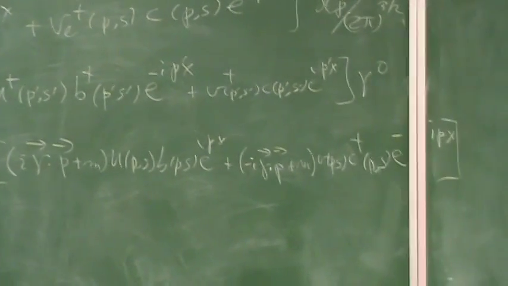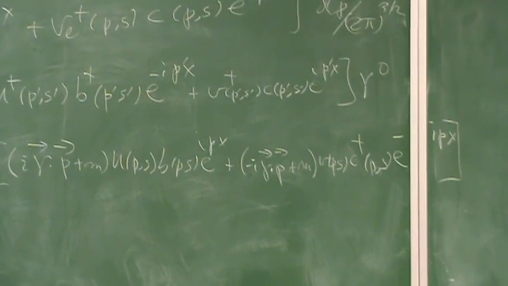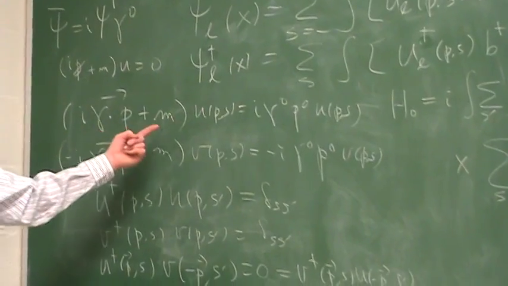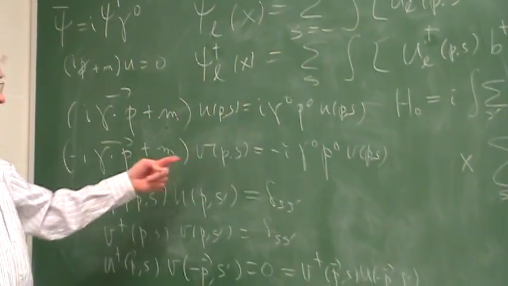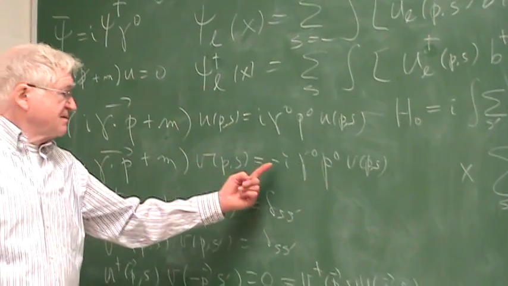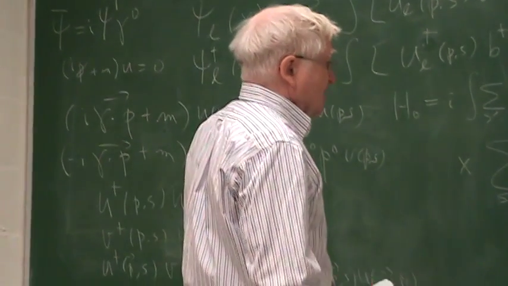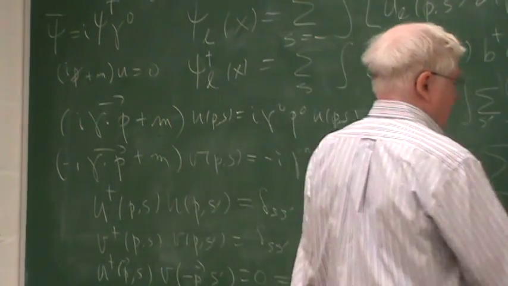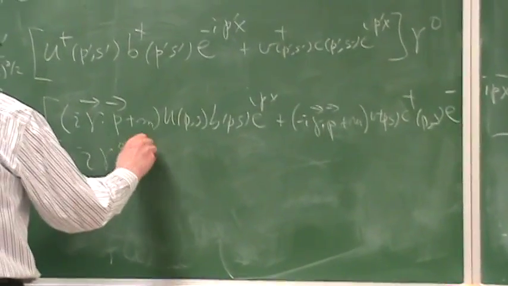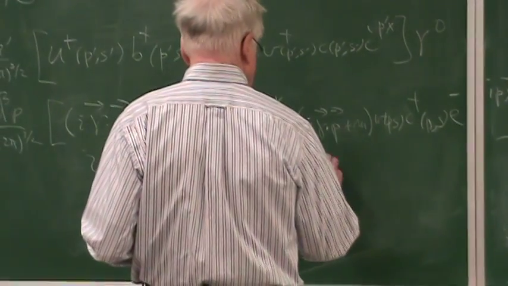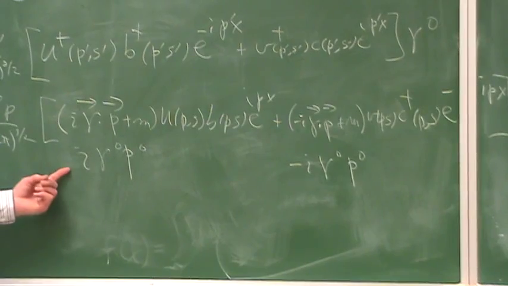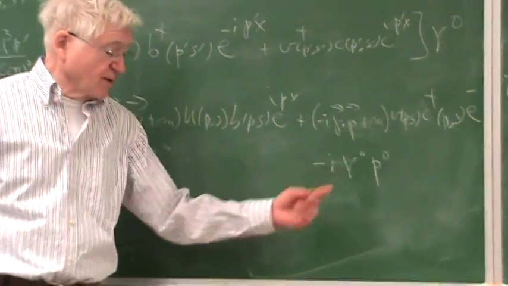Now we invoke that the spinors satisfy the Dirac equation. On the u spinors, the particle spinors, i gamma dot p plus m gives i gamma zero p zero, but on the antiparticle spinors, minus i gamma dot p plus m gives minus i p zero gamma zero. So what I could do to save time is say that this turns into simply i gamma zero p zero, and this turns into minus i gamma zero p zero. So that's the next step: you just replace this parenthesis by i gamma zero p zero, and this parenthesis by minus i gamma zero p zero.